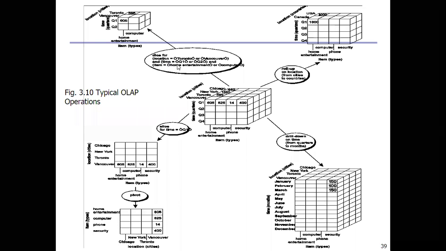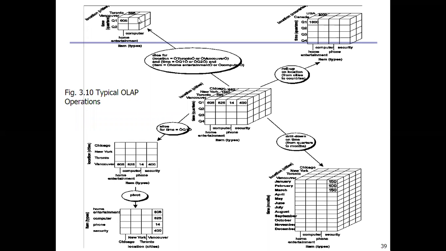So this dice operation is similar to the slice. So what is the difference? The difference in dice is you select two more dimensions here. Just check here, we are selecting two more dimensions. The result is the creation of a subcube. So what are we doing here? We are generating a subcube.